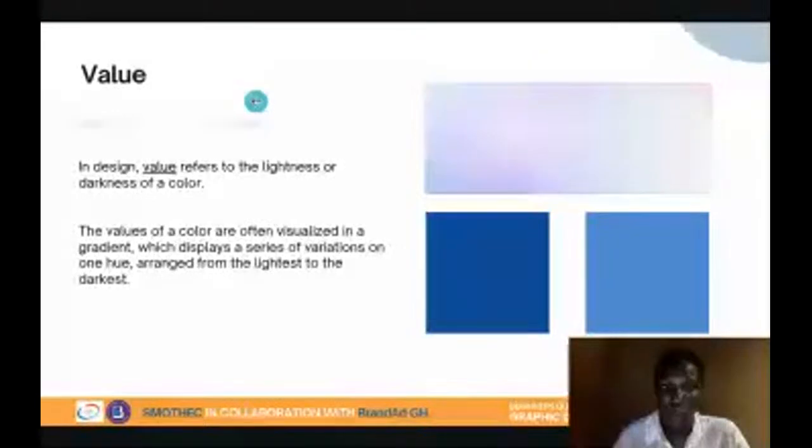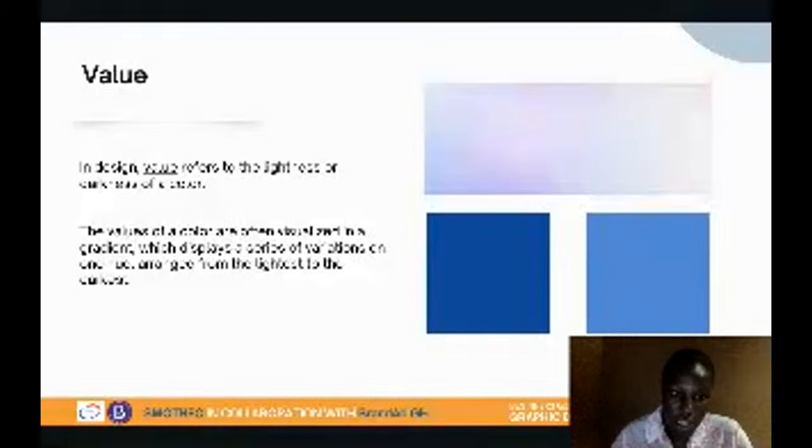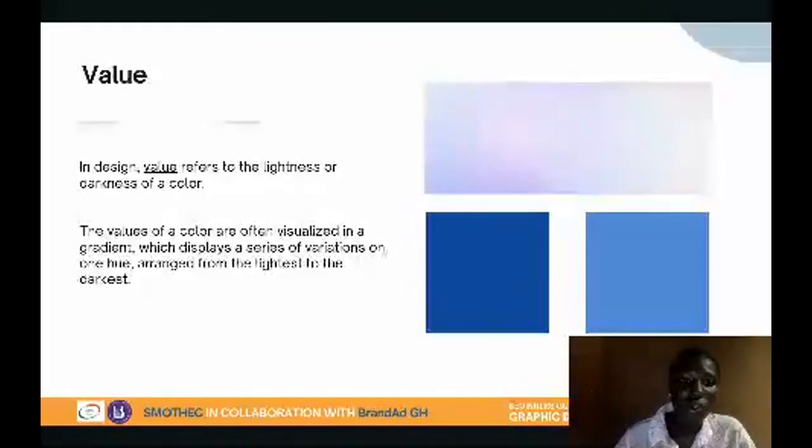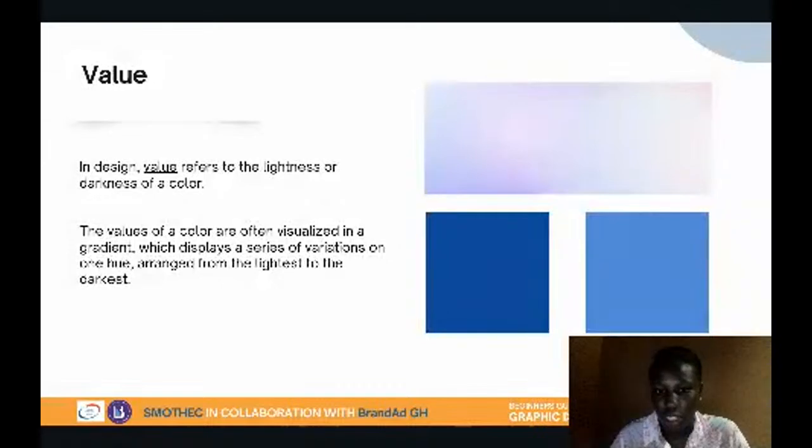Now to value. Okay, value in simple terms is like we are looking at the lightness or darkness of a color. So how deep is the green color you are using? How deep is the yellow color you are using? Okay, we mostly represent them in gradients, and then we give them variation in hue. So if you add all these elements to your design, you are creating some kind of contrast, which is part of the principles, and we'll come there later and explain how we use color to create contrast, right?